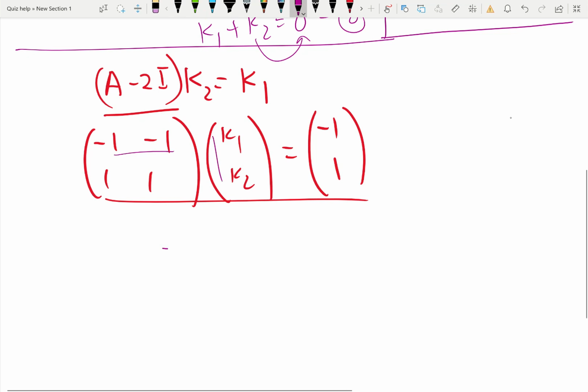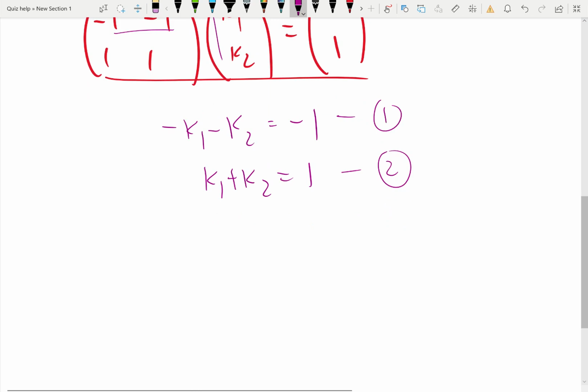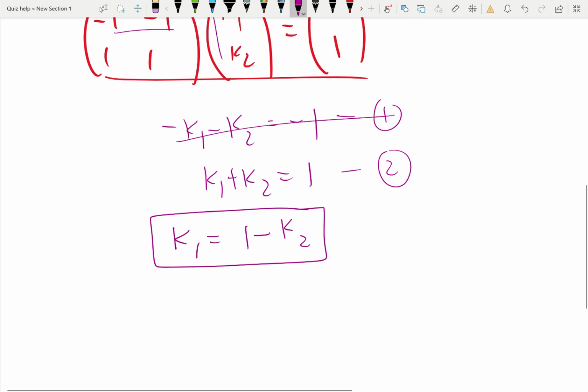If you multiply, negative k1 minus k2 is equal to negative 1, and k1 plus k2 is equal to 1. So these are the two equations I get. Here also you can choose either equation, because they are the same. Let's choose the second equation because that does not have negatives. So k1 is 1 minus k2. Now we have to make a choice for k2. When you choose k2, you automatically get k1.